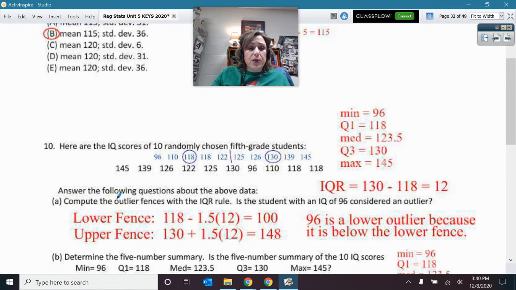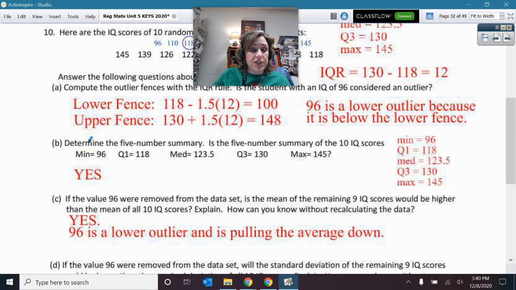Now, compute the outlier fences with the IQR rule and see if a student that has an IQ of 96 is considered an outlier. So the lower fence is Q1 minus 1.5 times the IQR. So I figured out the IQR. So that's 100. Remember, we have an outlier if you have data below the lower fence or above the upper fence. So 96 is lower than the lower fence. So 96 is an outlier.